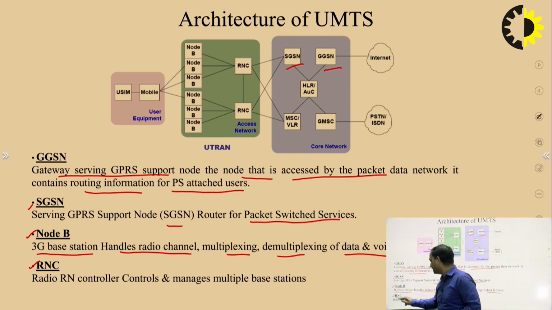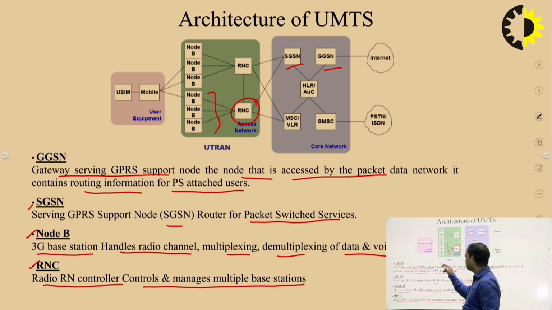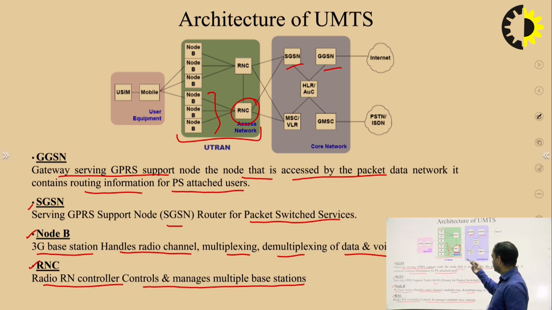Then we have the RNC. The RNC is nothing but the radio network controller, which controls and manages the multiple base stations. This RNC controls all the base stations in the network. Combining all these things is called the UTRAN. Okay. Then in the core network, we have SGSN, GGSN, HLR, authentication center, MSC, VLR, GMSC, and then we have the internet or the PSTN, right.